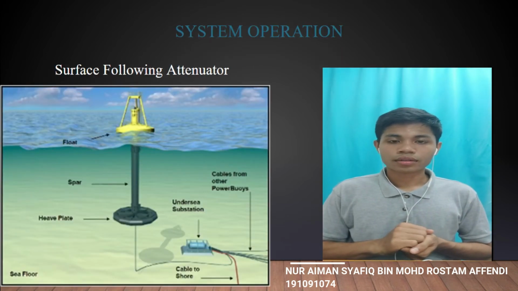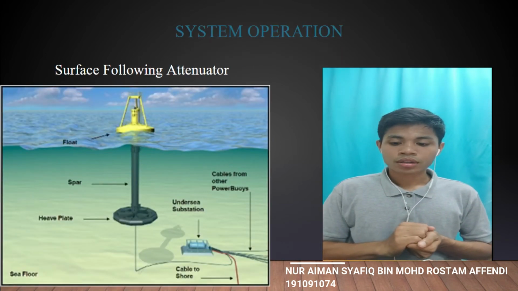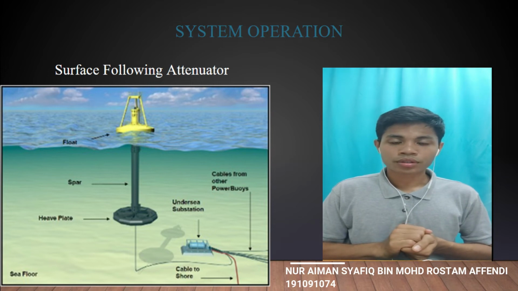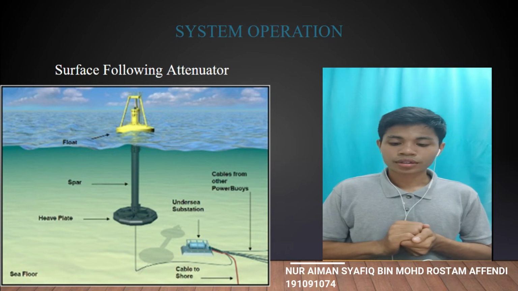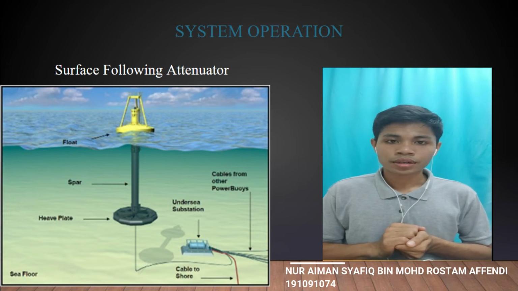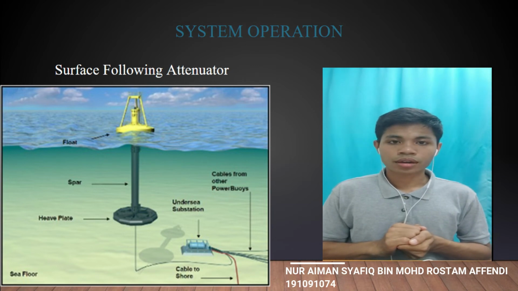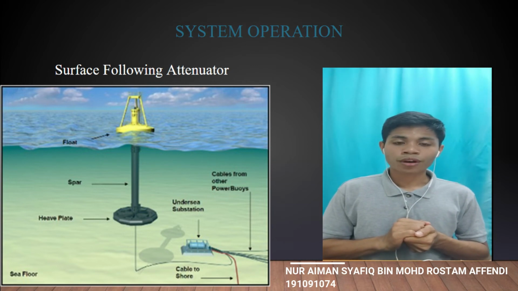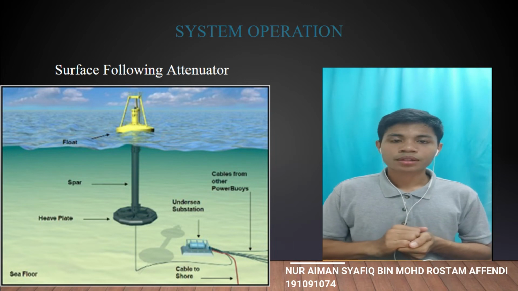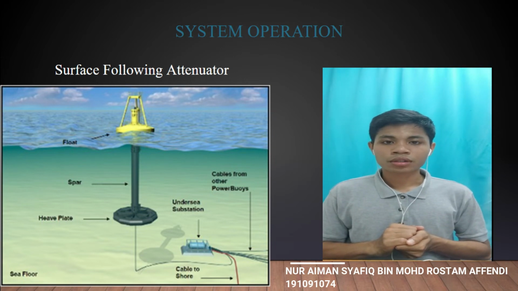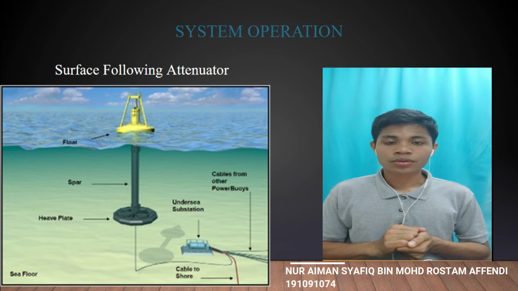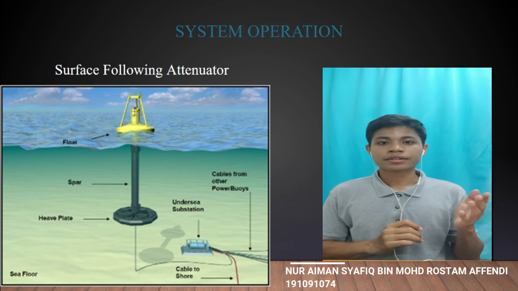Next, the surface following attenuator. The chosen station for this wave power generation is Azura, located at Marine Corps Base, Hawaii. The company that created this farm is DHL and Enway, and the total power generated for this station is 4.5 megawatt. Next, I will show you the system operation for the Azura station in this slide.